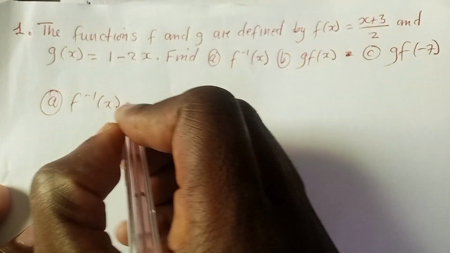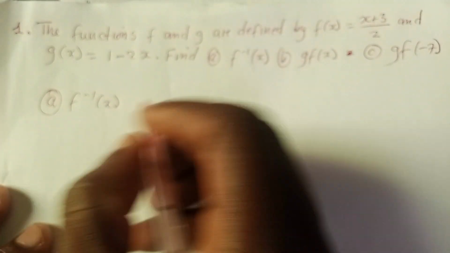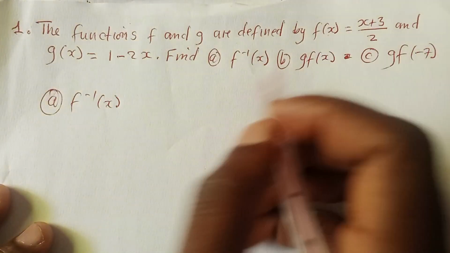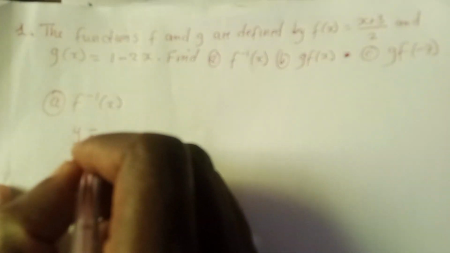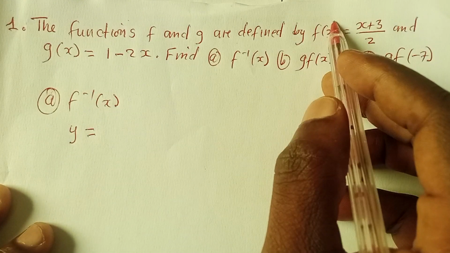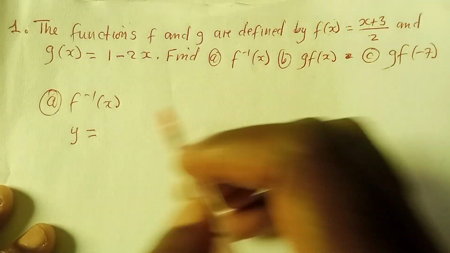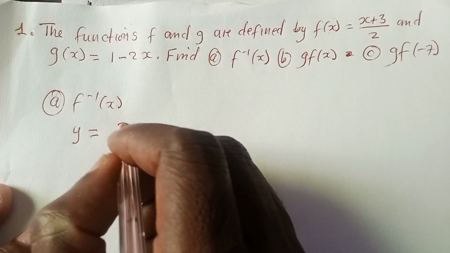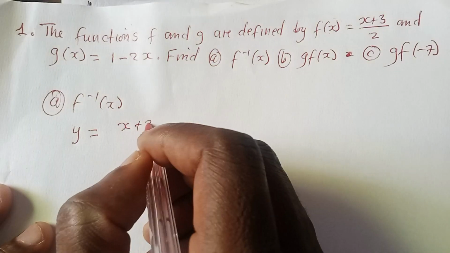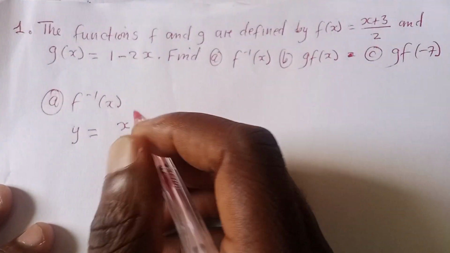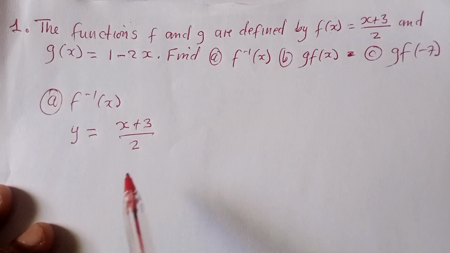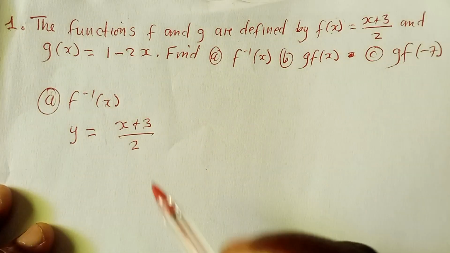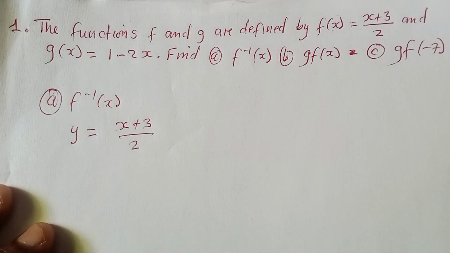f inverse of x. This one can be answered as follows: remember f of x is there, so say y. So this f of x will be written as y. Then we write the function that we have there. From there, the next step is to make sure that x becomes the subject of the formula. So how can you make x the subject of the formula?